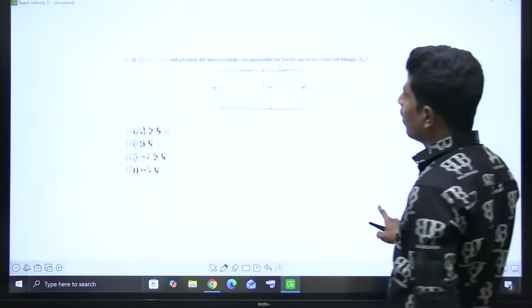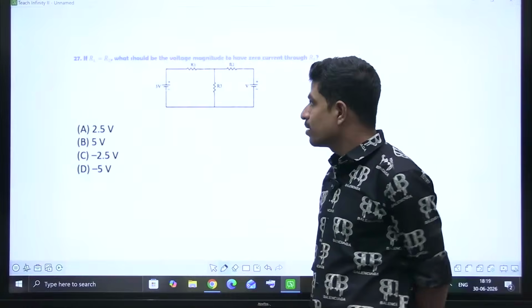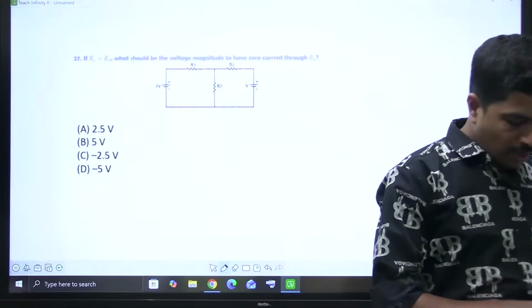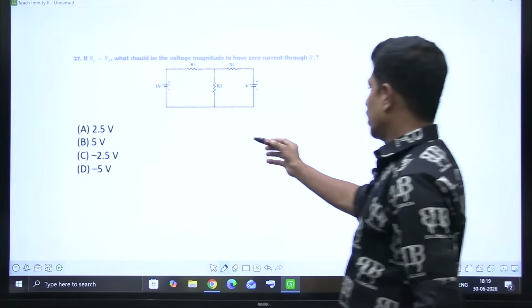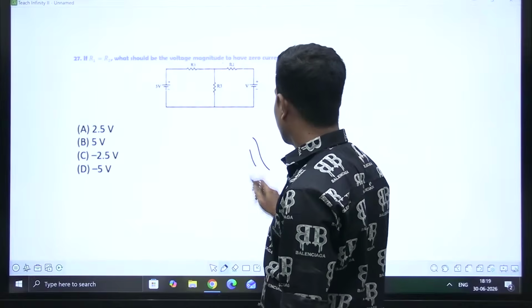This is a very good question and simple question. Today, someone in the WhatsApp group asked me about this question. I solved and sent it. If you want, I'll write it in bigger font.